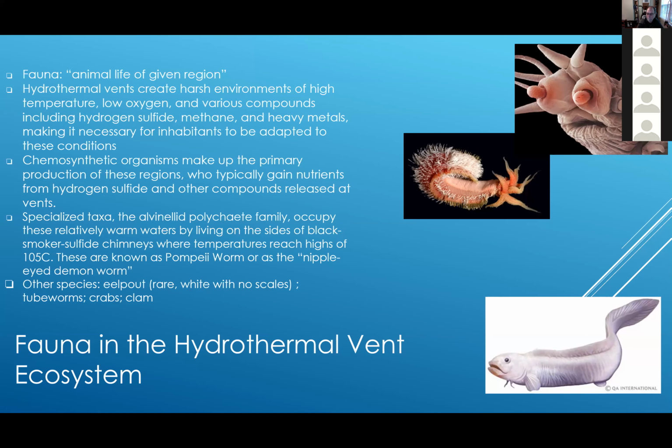There are specialized taxa, including the alvinellid polychaete family. One example is to the right here, called the Pompeii worm, but also known as the nipple-eyed demon worm, because as you can see in this picture, it kind of looks like that. But this is a specific species found there. And then other ones found at different hydrothermal vents are eelpout, which is this, and they're considered very rare. And then tube worms, as seen before, crabs and clams, depending on the different water depth, temperature, chemistry, and currents.